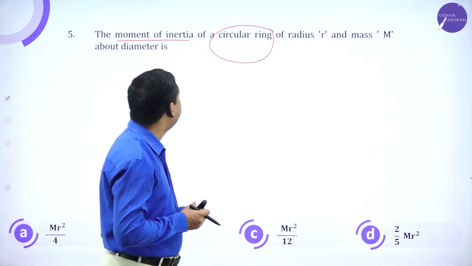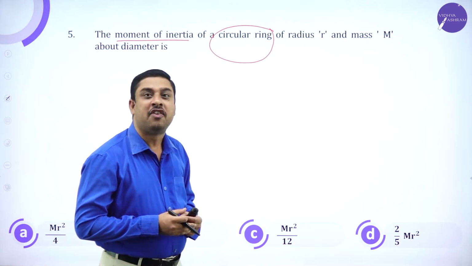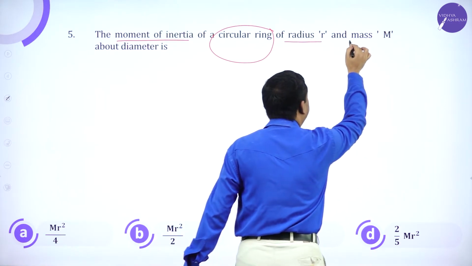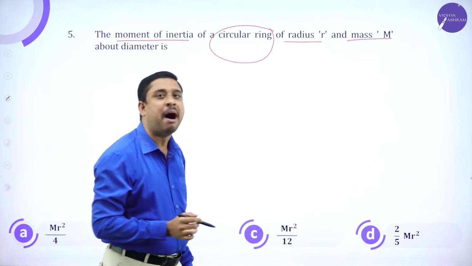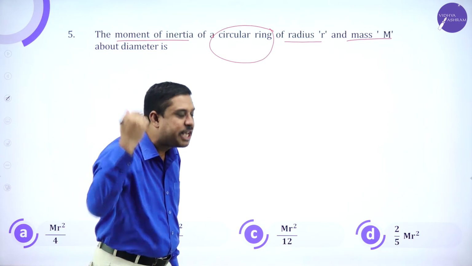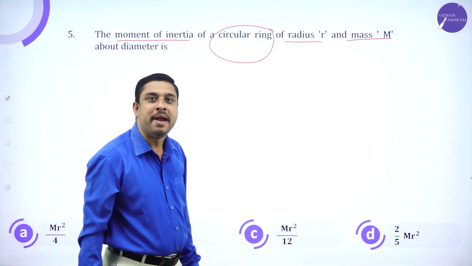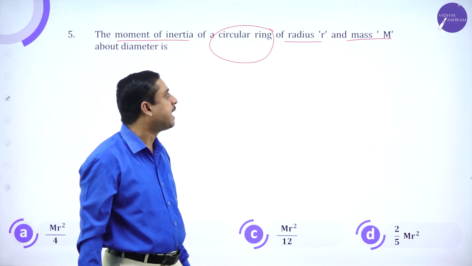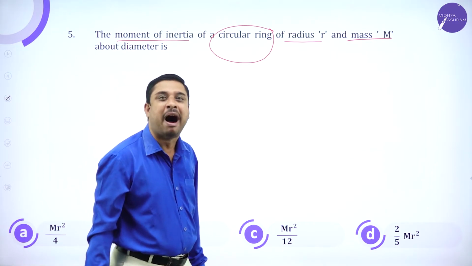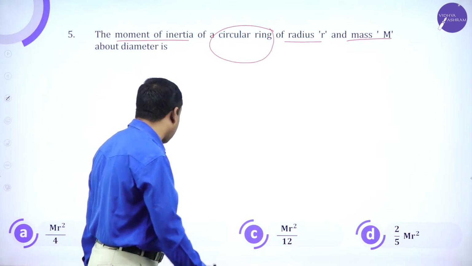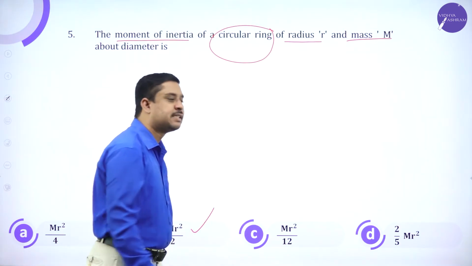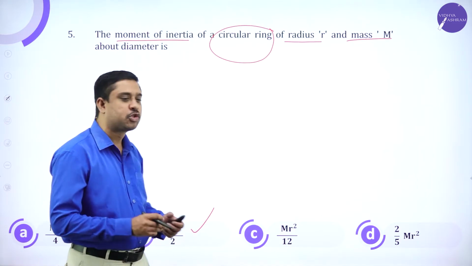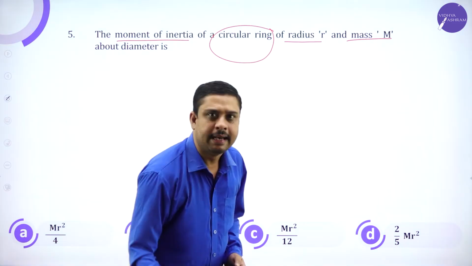So moment of inertia of a circular ring of radius r and mass m. Come on students, recall. Moment of inertia for a circular ring. It has mass m, radius r, and the answer is mr square by 2. Next one.